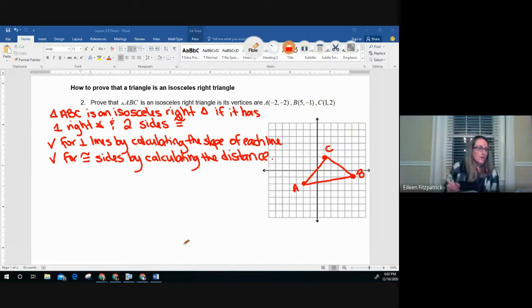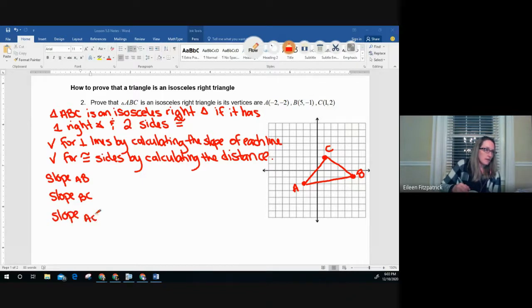All right, so over on this side, I'm going to find the slope of AB, the slope of BC, and the slope of AC. And I'm just going to do it using counting rise over run on the coordinate grid. And then I'm also going to find the distance from A to B, the distance from B to C, and the distance from A to C using the distance formula.